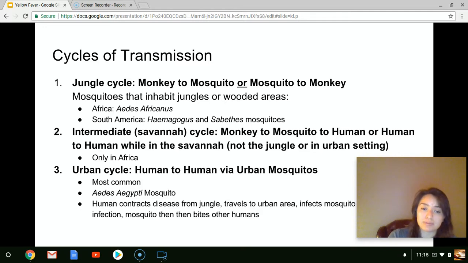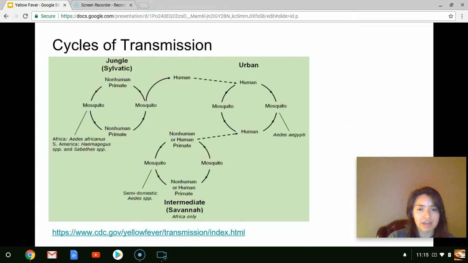Then there's the urban cycle, which is the most common, and this is human to human by an urban mosquito. In most cases, it would be the Aedes aegypti mosquito. It occurs when the human contracts the virus in the jungle, travels to an urban area, and in the stage of infection, infects a mosquito, and that mosquito will bite other people, and that's how people get yellow fever. That is a slide from the CDC about the cycles of transmission.